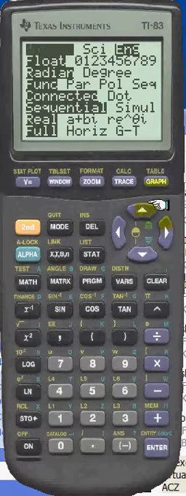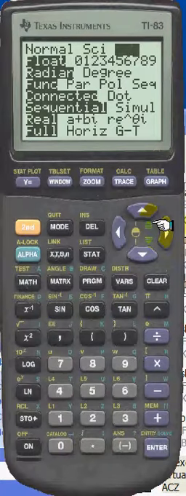To turn my calculator off, I hit my second button and then on, and that turns it off.